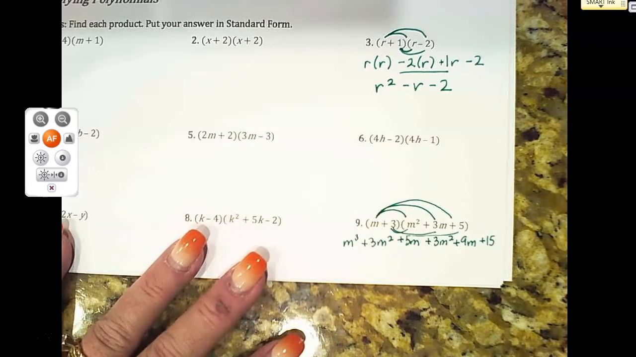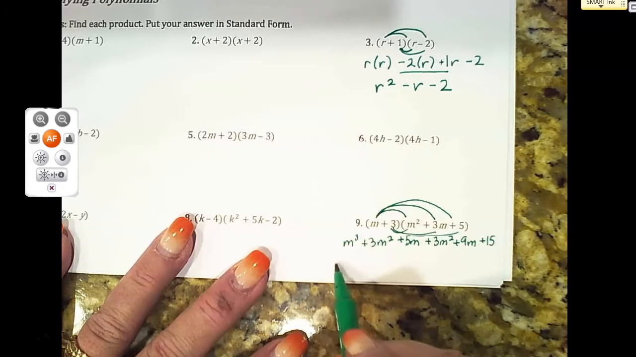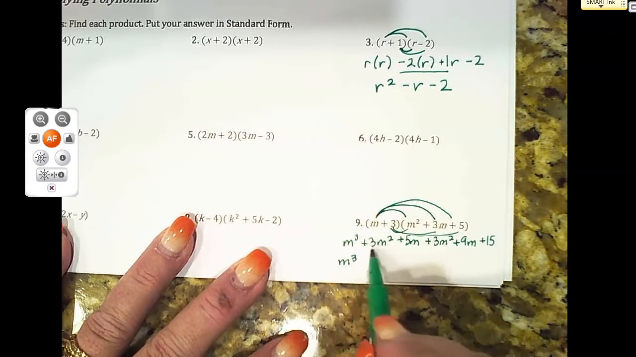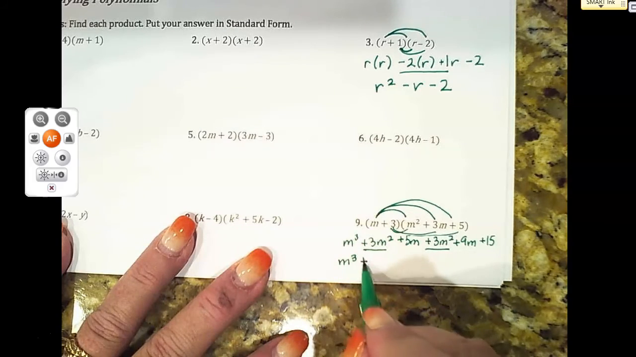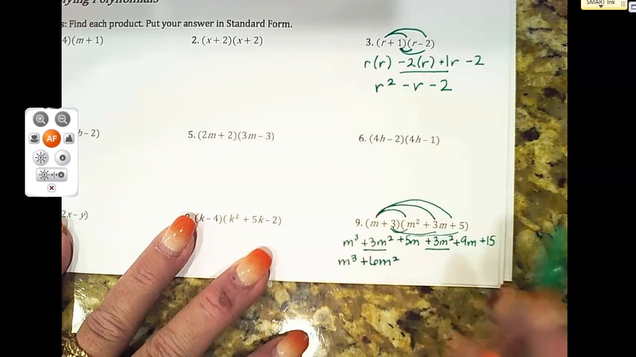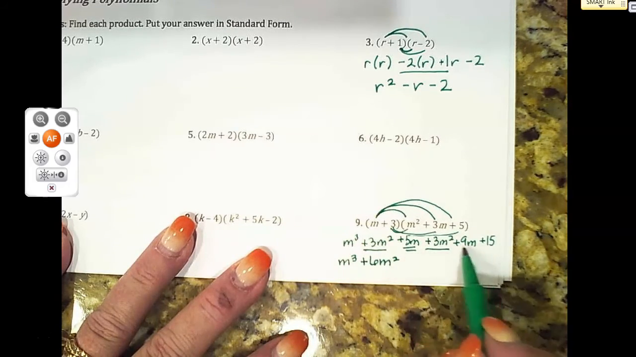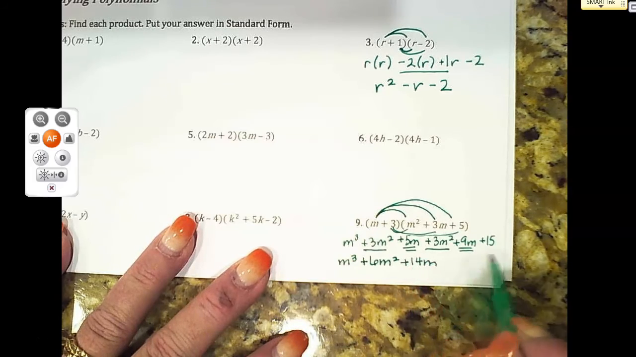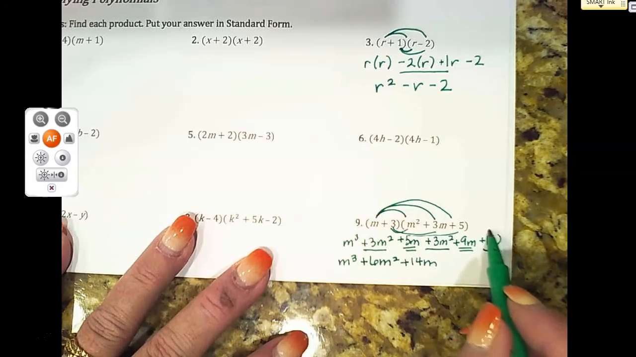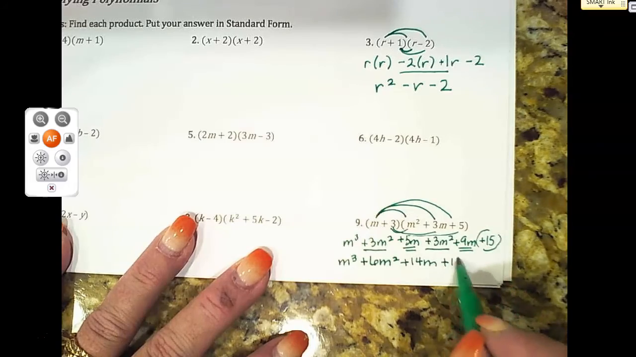And then I'm going to look for my like terms. So I don't have any like terms with my m cubed, but I have a 3m squared and a 3m squared, so that'll be plus 6m squared. Then I've got a 5m and a 9m, so that's plus 14m, and then plus 15. That's the only constant.